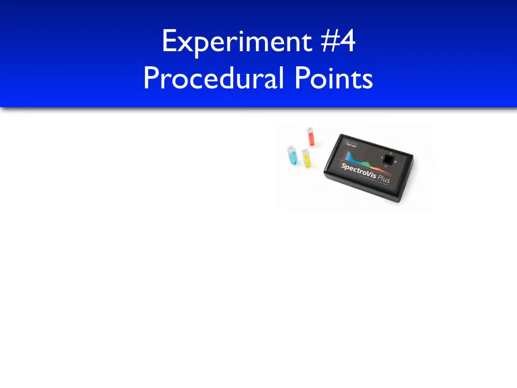Let's look at a couple of procedural points that are important for this experiment. Many things will be discussed in the video. The picture on the right shows a Spectra Vis Plus, which you can see essentially appears to be a black box. Our samples or solutions are put in little containers called cuvettes. The cuvettes we'll be using in this experiment have two types of faces. One face is a clear flat face, which accounts for two of the faces of the cuvette, and then the other two faces are ridged or fluted.